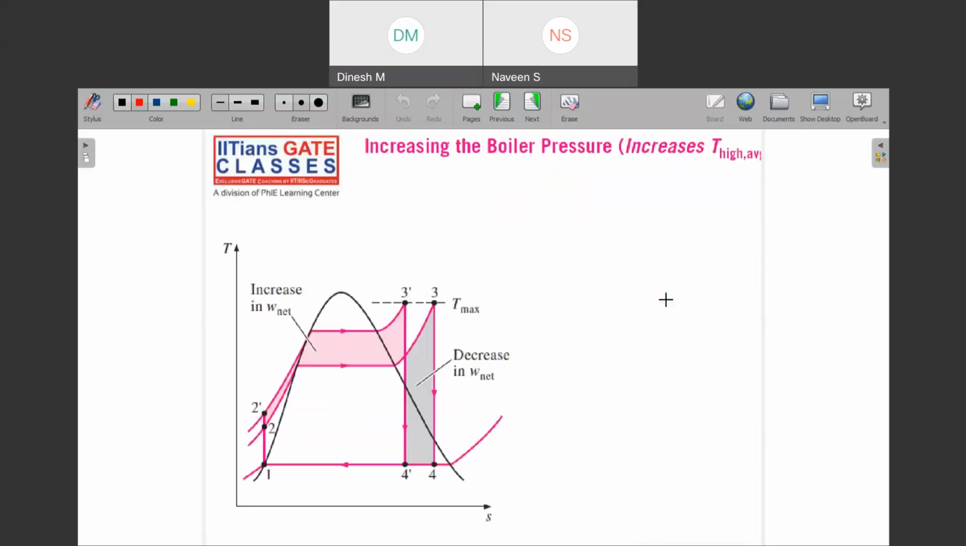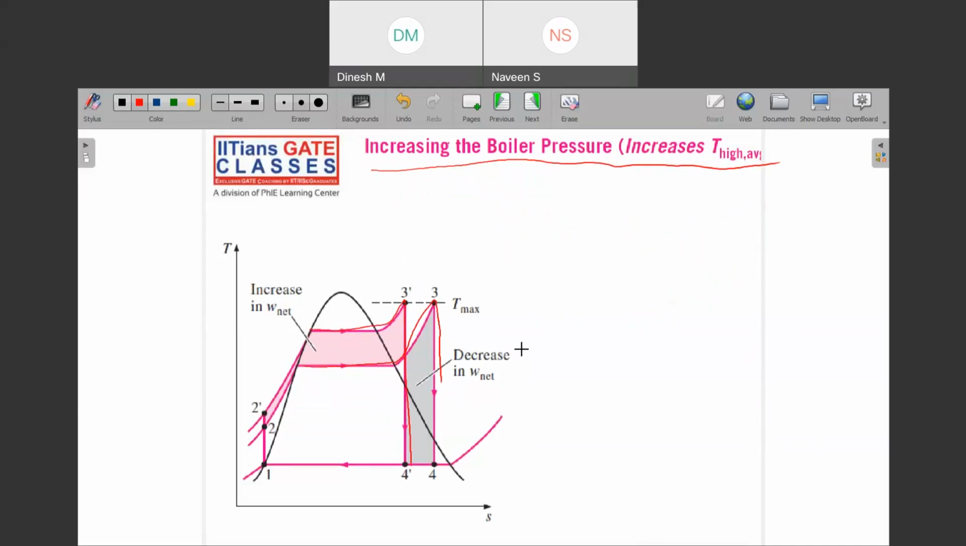Next, you can now find out what the changes are. So next, if I increase the boiler pressure, can you see that as I am increasing the boiler pressure, what happens is that I was initially in this region, and then with the increased boiler pressure, I have changed into this one.